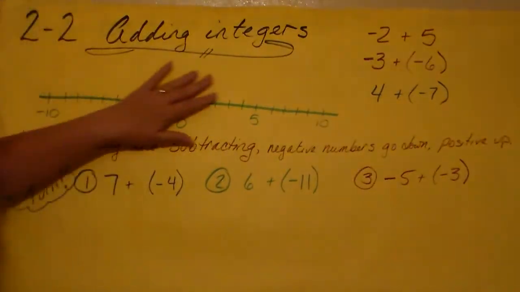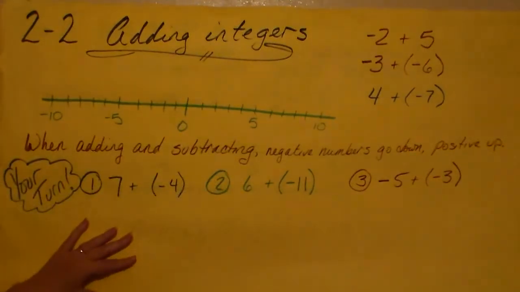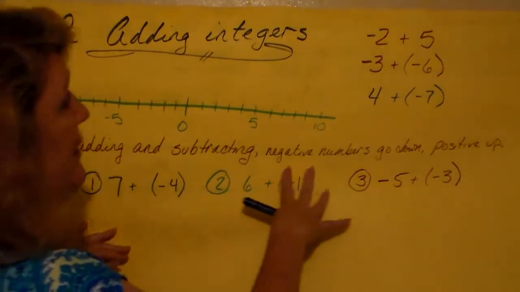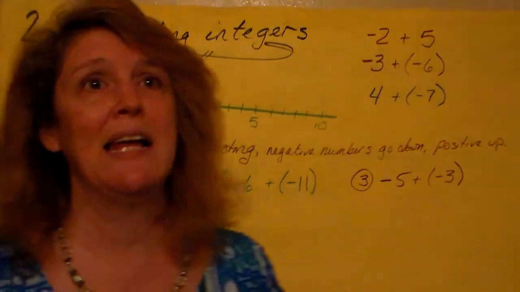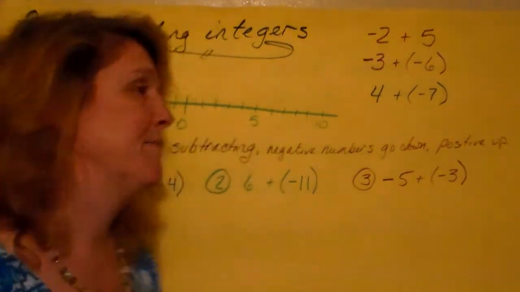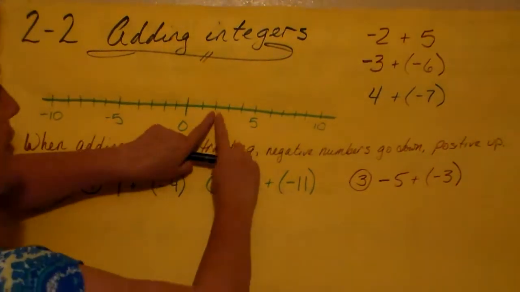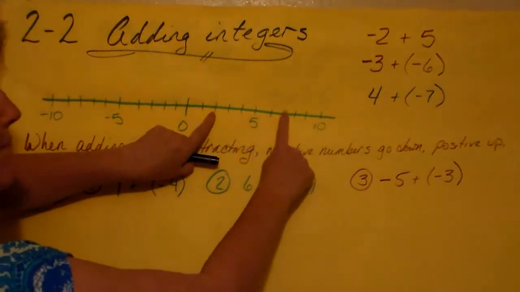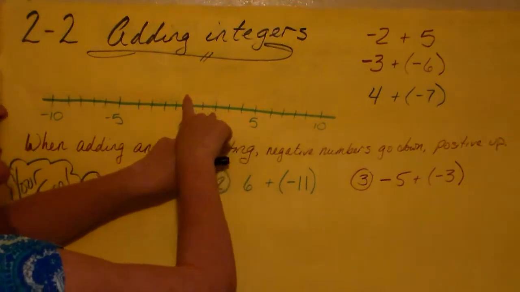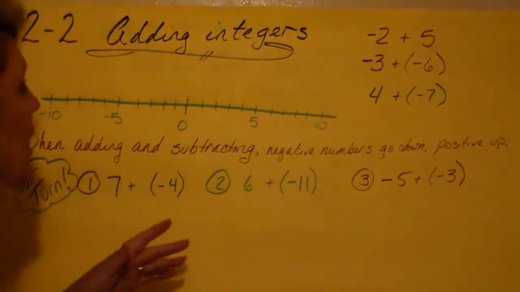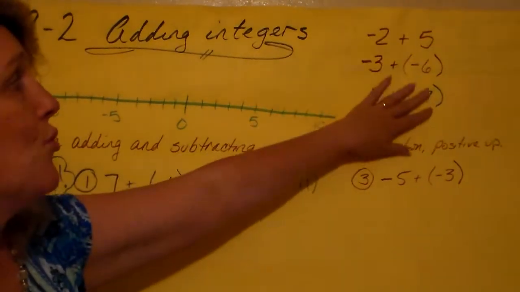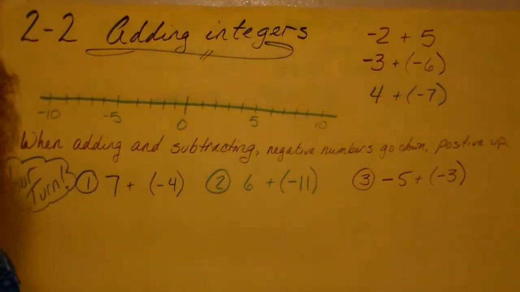So we're going to start with our number line again. When we're adding and subtracting, the negative numbers go down and the positive numbers go up. So if you're adding a 6, you go this way. If you're adding a negative 6, you go this way. Does that make sense? So we're going to actually try these and see what they look like on a number line.